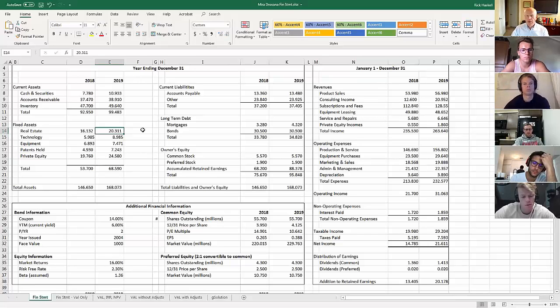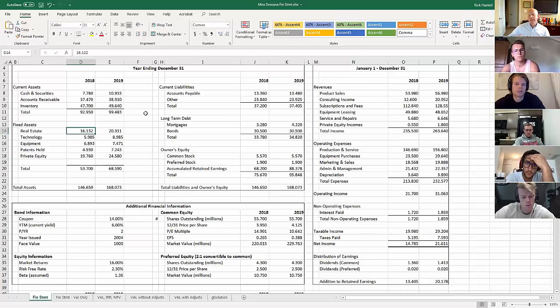So let's assume that we had come up with real estate at 16.13 from last year. We bought more real estate and we depreciated what we had, such that a depreciated value of our real estate, let's say, was 20.311. But we also knew that in the marketplace, that real estate would sell for $30 million. That's not necessarily unrealistic, right?